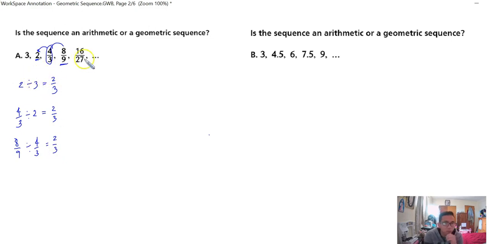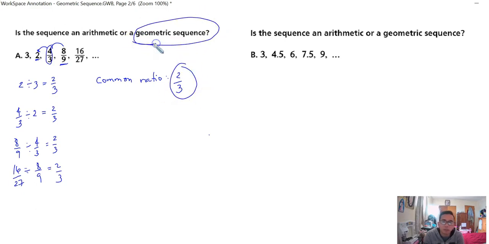So as you can see, there are common ratios here. For the last one, we have 16/27 divided by 8/9. That will give us also 2/3. So the common ratio here is 2/3. Therefore, we consider this one a geometric sequence. Why do we consider it so? It is based on the definition of geometric sequence. It says there that if you found that you have a common ratio.